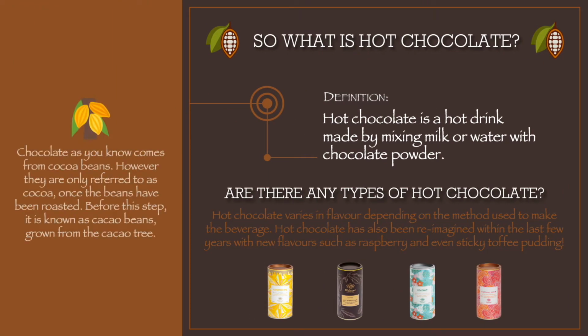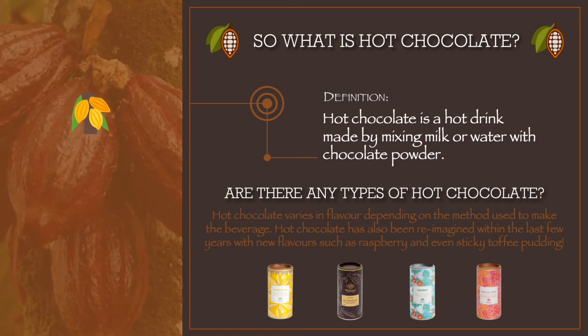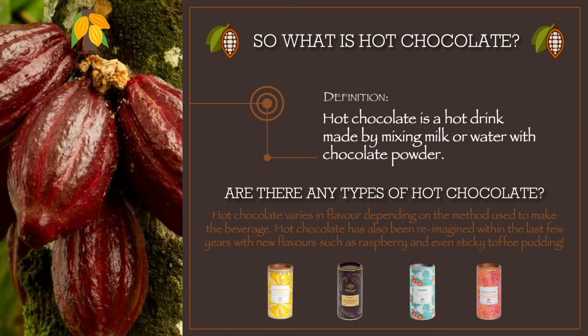Chocolate, as you know, comes from cocoa beans. However, they are only referred to as cocoa once the beans have been roasted. Before this step, it is known as cacao beans, grown from the cacao tree. Here is a picture of the cacao pods before they are harvested.